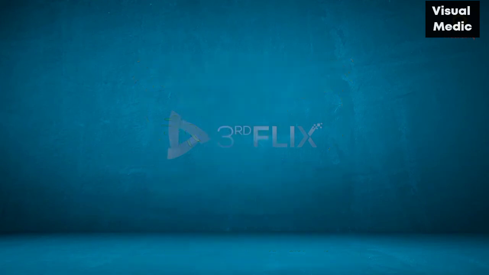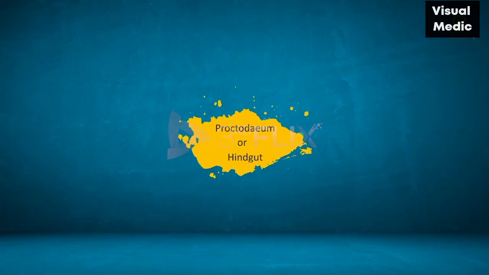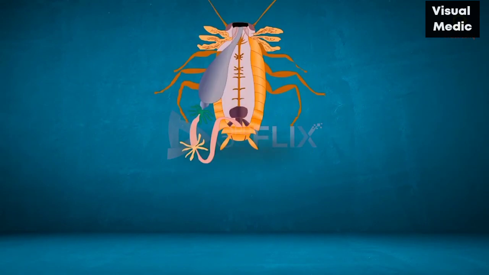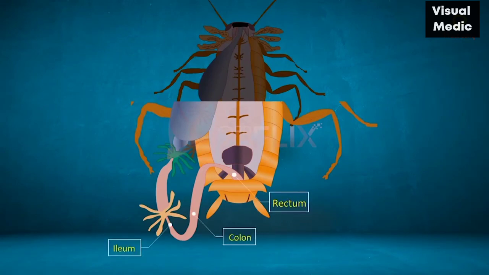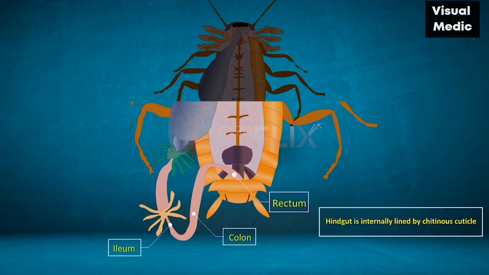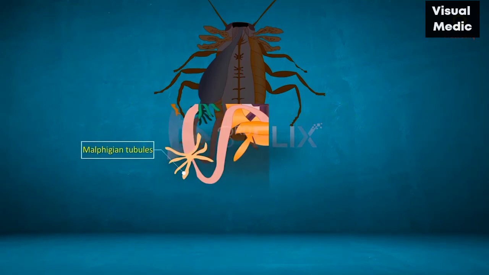Proctodium or hindgut. The hindgut is a long tube consisting of three regions, namely ileum, colon, and rectum. It is internally lined by chitinous cuticle. 6 bundles of 100 to 150 fine yellow blind tubules, called Malpighian tubules, open to the ileum at the junction of the midgut and hindgut. They are excretory in function.